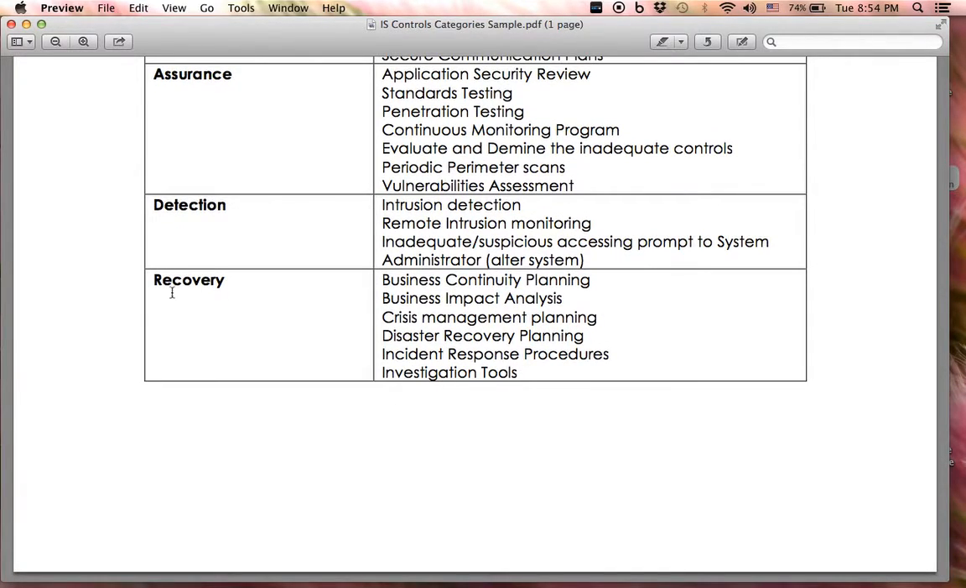So the last control we talk about is recovery control. Recovery control means the strategy of the organization needs to ensure a crisis event can be handled by proper documents and procedures. For example, business continuity planning. This is related to the business area. And the next is business impact analysis. In another way we can call it risk assessment.